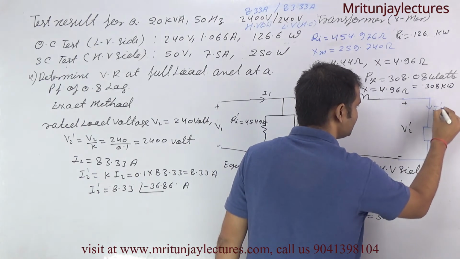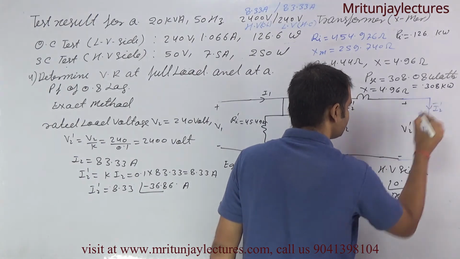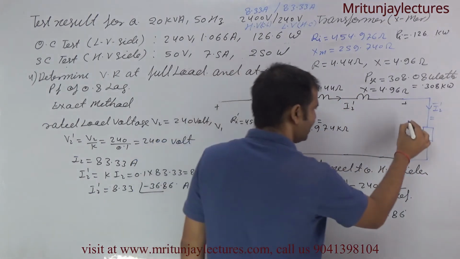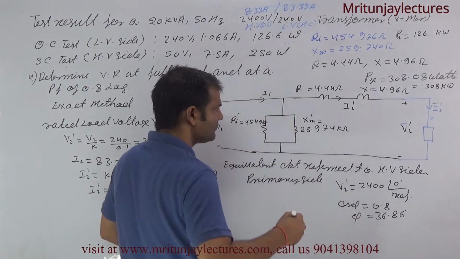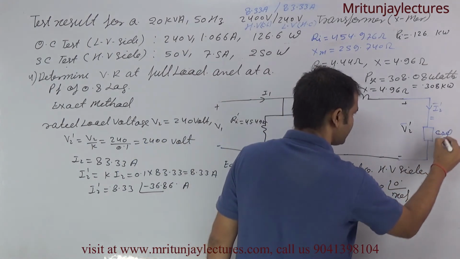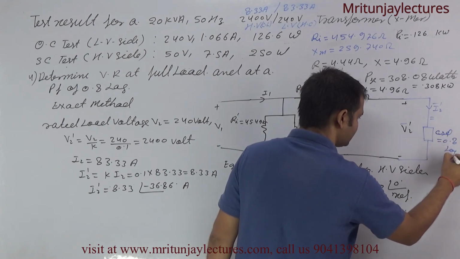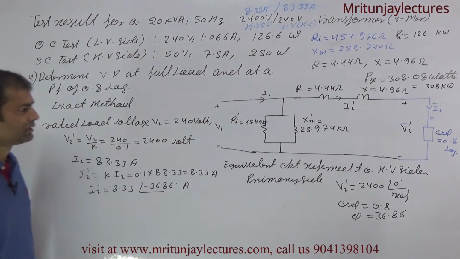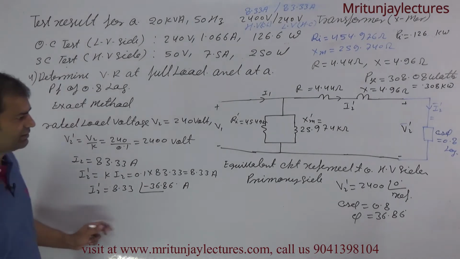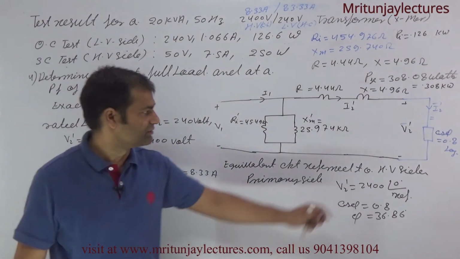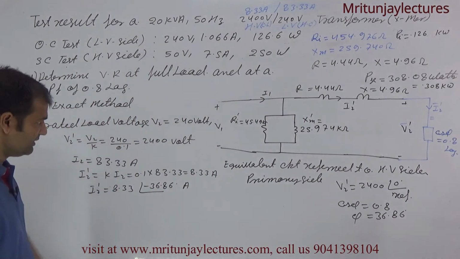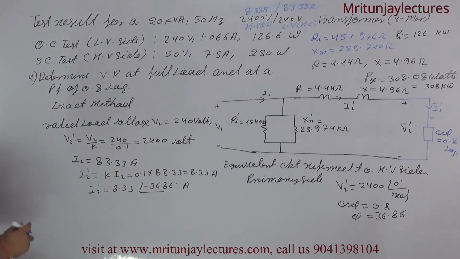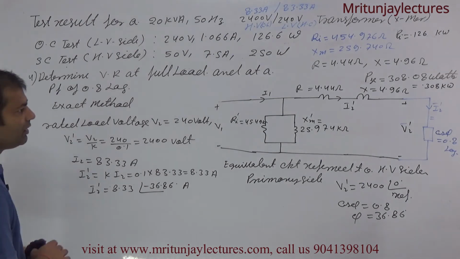Actually, I2 is equal to I2 dash, and this is V2 dash, with cos phi 0.8 lagging. Clear? The significance of this is V2 dash and current I2 dash. Our motto is to determine V1. How to determine V1?